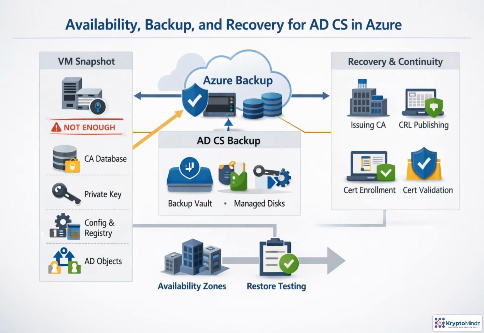Consider ADCS availability in layers. Start by identifying what actually must be recoverable: the CA database, private keys, configuration, registry, and related AD objects. Then protect the VM with Azure Backup and add CA-aware backups using supported tools. Secure those backups and any recovery passwords so they're usable but tightly controlled. To finish, design for continuity with options like availability zones and, most importantly, regularly test full restores so issuing, CRL publishing, enrollment, and validation all keep working.